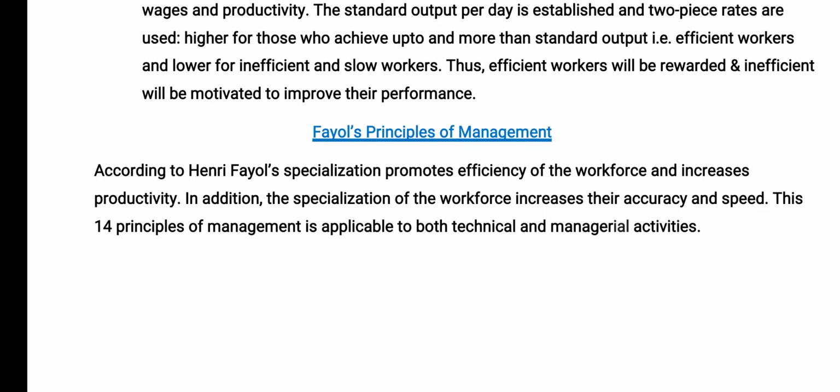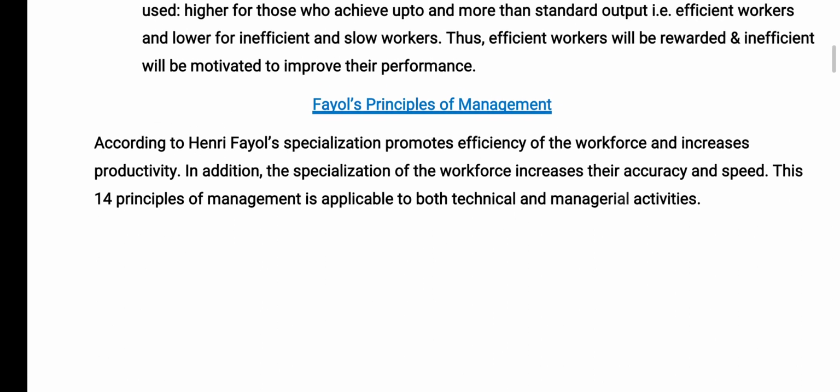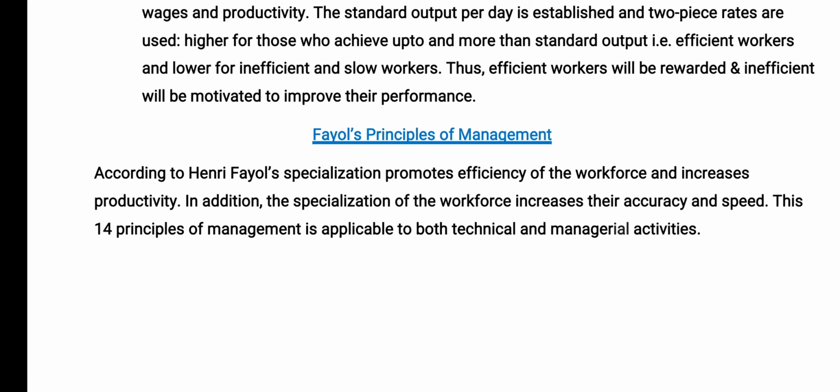These are the scientific techniques used by Taylor for the betterment of an organization. Now we will move to our next researcher, who is Fayol, and he has also given 14 principles of management which are also universal in nature.